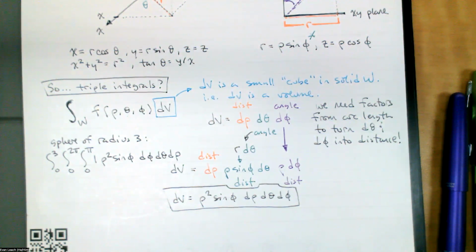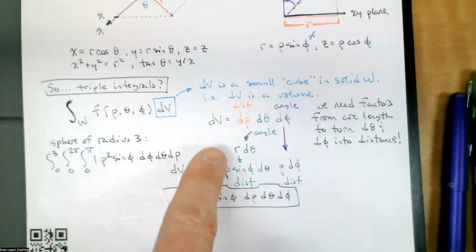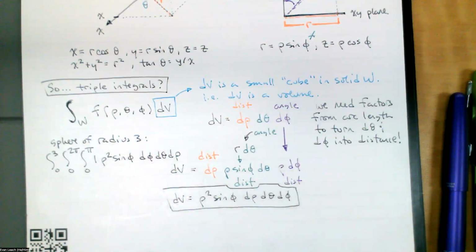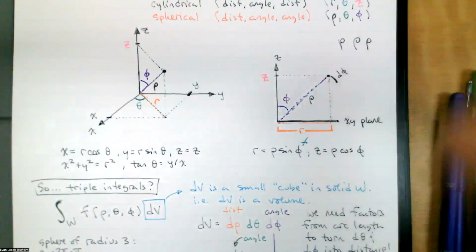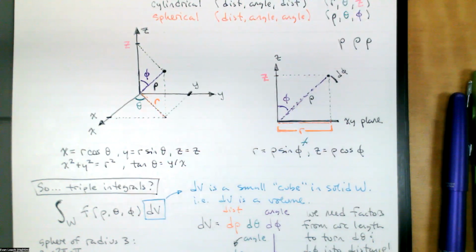TLDR, your spherical triple integrals in spherical coordinates need rho squared sine of phi. The reason why is that d theta and d phi need to be turned into distances because those are angles. dV needs to be a volume, which is a distance times a distance times a distance. The reason it's a rho and a rho sine phi is this picture right here. So start at the end, work your way back for the reasons.